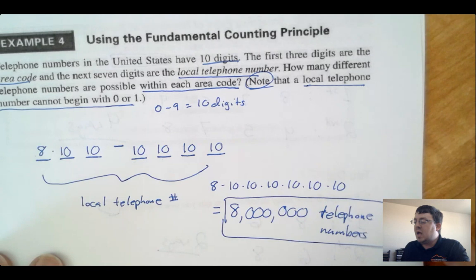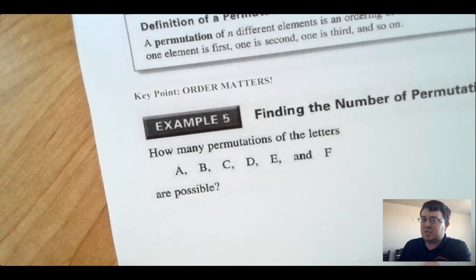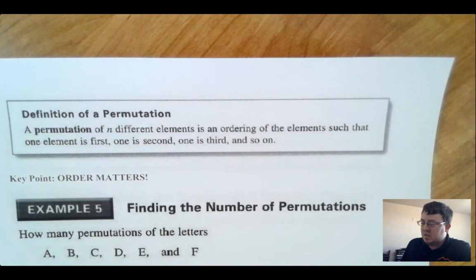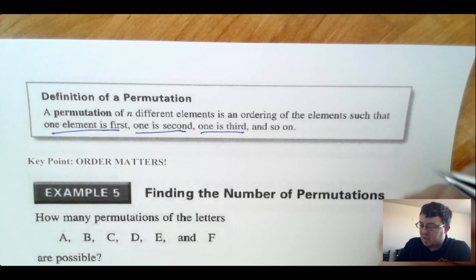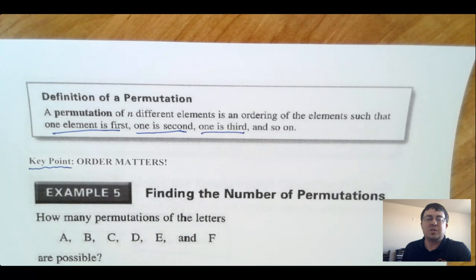Okay, cool. And one last thing then is we'll talk about what a permutation is, getting into tomorrow's stuff. So definition of a permutation, let me go ahead and get this on screen, perfect, great. A permutation of n different elements is an ordering of the elements so that one is first, one is second, one is third, and so on. The order is going to matter here. So the key point that I gave you is the order is going to matter. It matters if something is in first place versus second place versus third place.